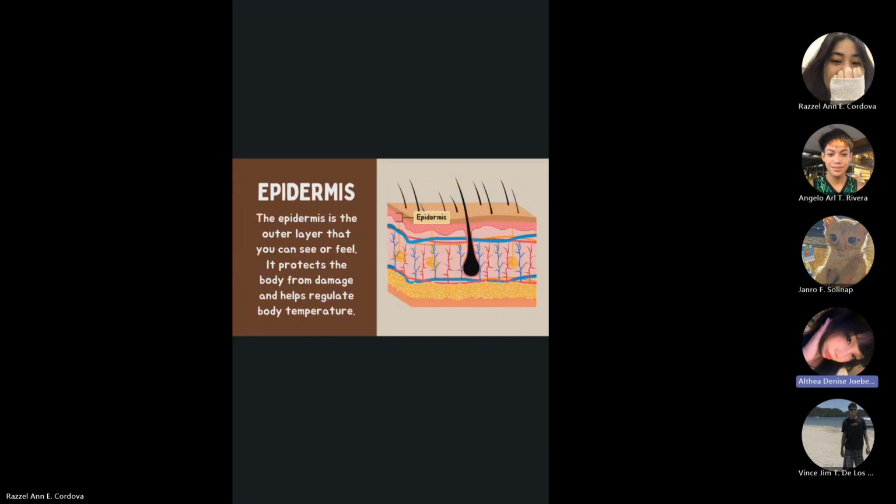The epidermis is the outermost layer of the skin. It's the part we can see or touch. Its main function is to act as a barrier that protects the body from bacteria, chemicals, and UV rays. It also helps regulate body temperature.